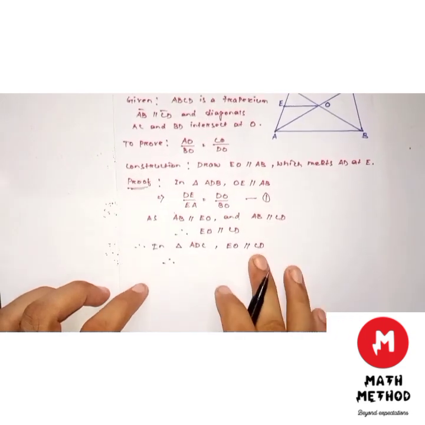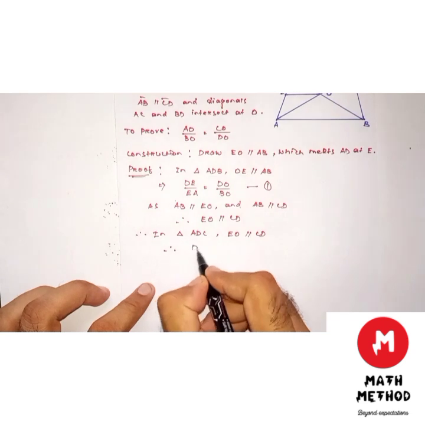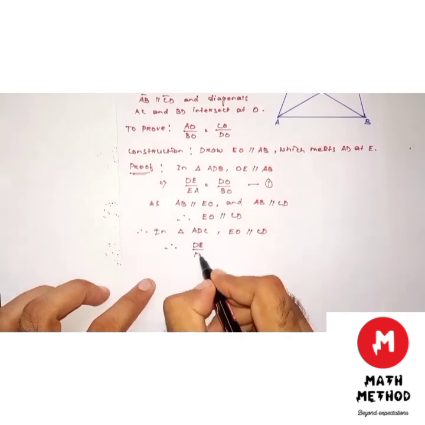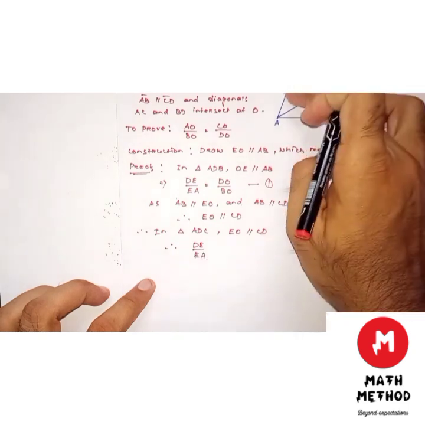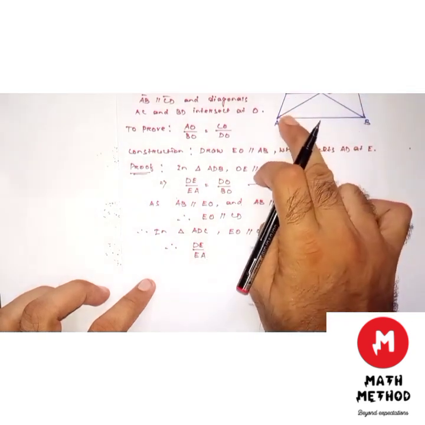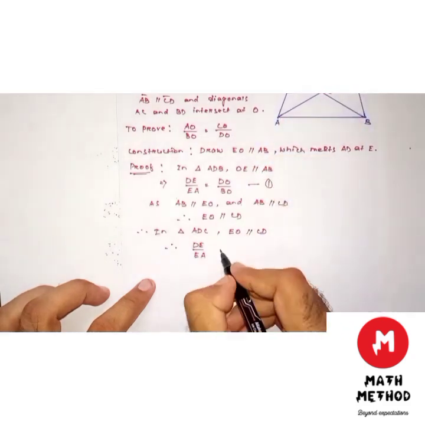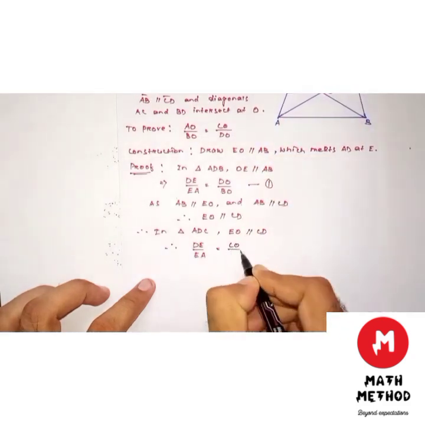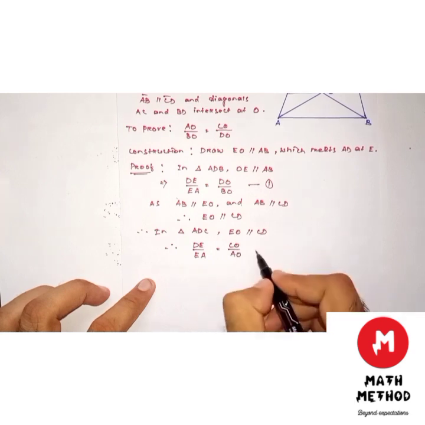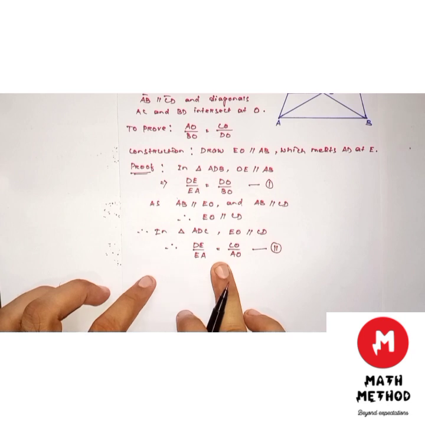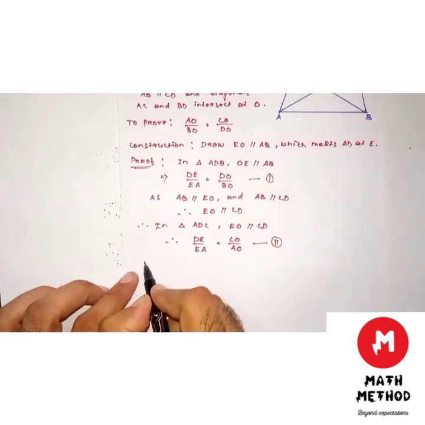Therefore, putting Thales' theorem, we will get DE upon EA is equal to CO upon OA, or CO upon AO. This is our equation 2. Again, we got it from Thales' theorem. Clear?